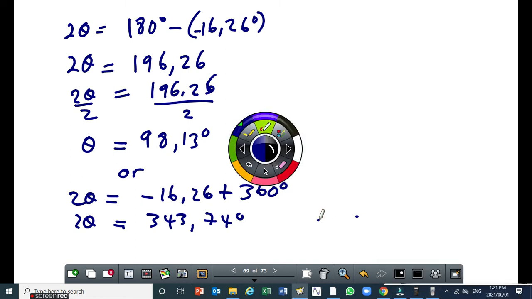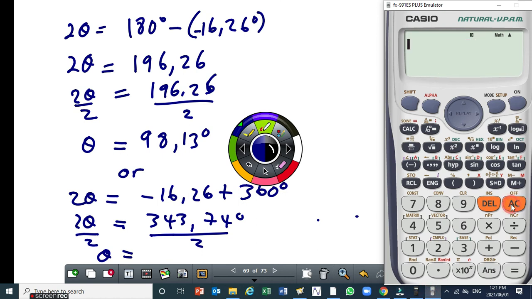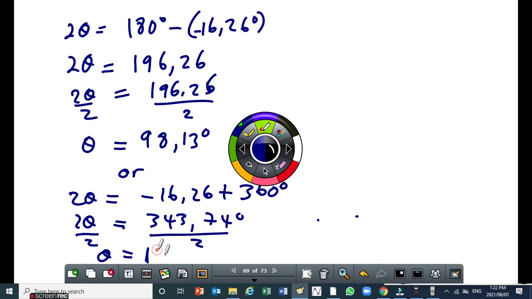So here I can carry on and divide both sides by 2, and then I'll get theta equal to 343.74 divided by 2. So I'll get 171.87. So this will be 171.87 degrees.